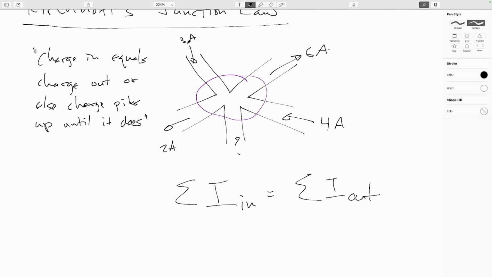In this case, I got 3 plus 4 equals 7. I can add all the outbound currents I know about so far. That's 2 plus 6 equals 8. So in order to get it to balance, I conclude that my mystery current has to be 1 amp into the junction.